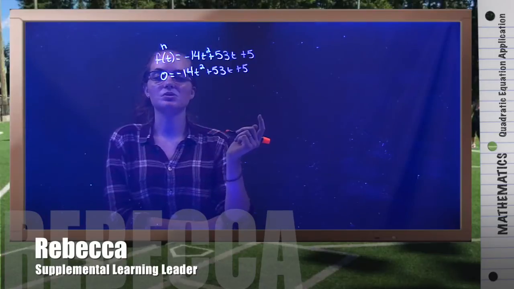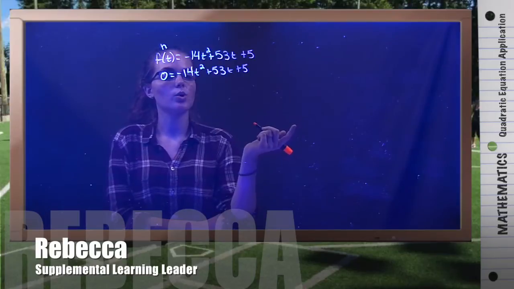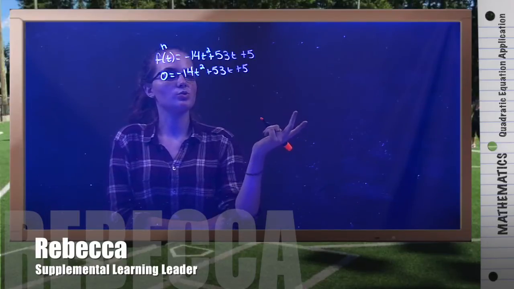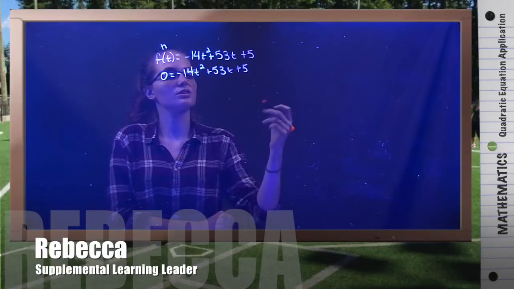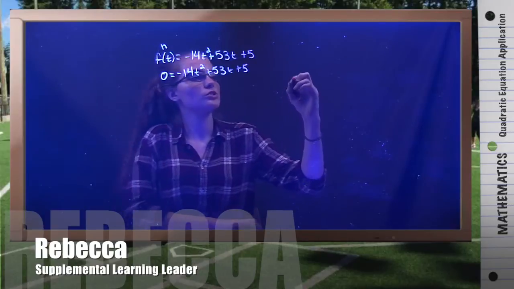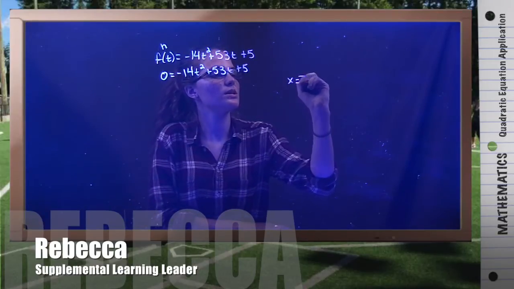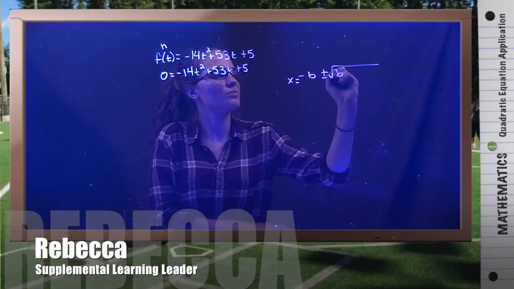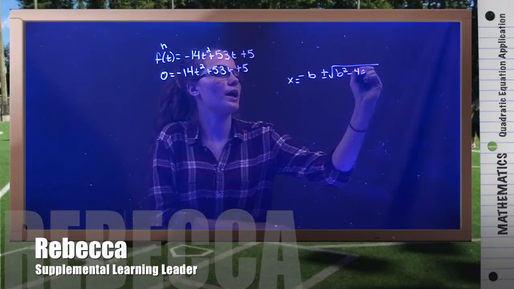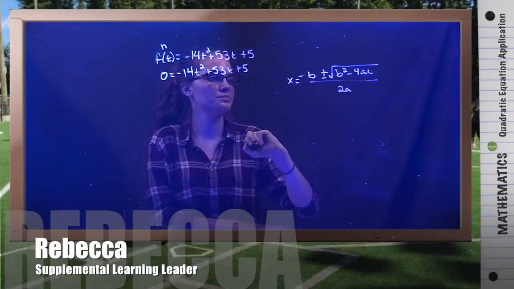We can solve this using a couple of different methods. We could either use completing the square, or we could use the quadratic formula. I'm just going to say let's use the quadratic formula because the numbers look a little messy to try and use completing the square on. So if we use the quadratic formula, we have x equals negative b plus or minus the square root of b squared minus 4ac all over 2a.